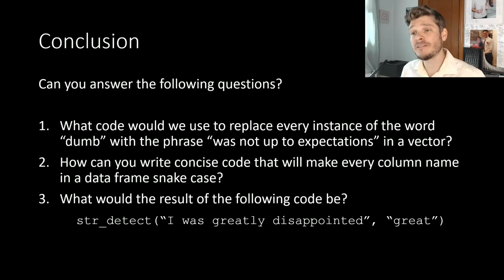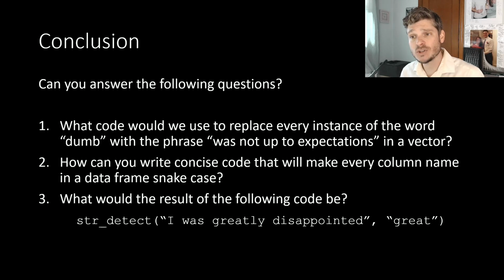All right. Those are our main functions that we're going to use from the stringr package. And hopefully we understand a little bit how R interprets strings, really as character vectors. So let's see if we can answer these following questions. What code would I write if I wanted to replace every instance of the word dumb with the phrase was not up to expectations in a particular vector? So again, very general. I didn't give you anything more specific than that.